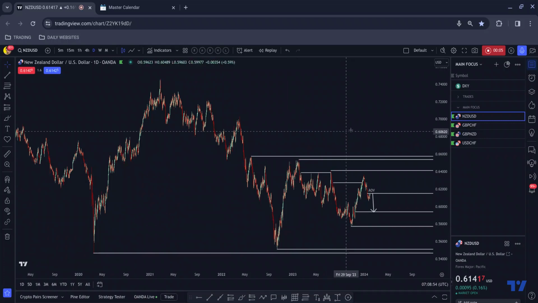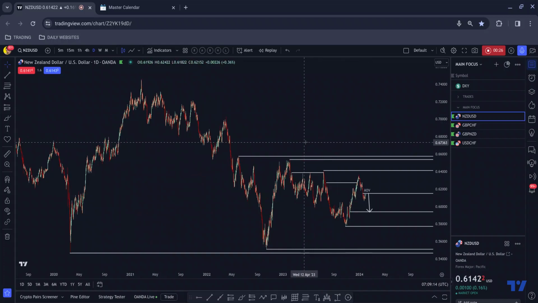So today I have four pairs on watch and those are Kiwi dollar, pound Swiss, pound Kiwi and dollar Swiss. My favorite of the bunch, which I'm going to break down for you now, is Kiwi dollar, and I'm going to have to run through these fairly quickly because of the amount of pairs that I have on watch. So why am I looking at Kiwi dollar?